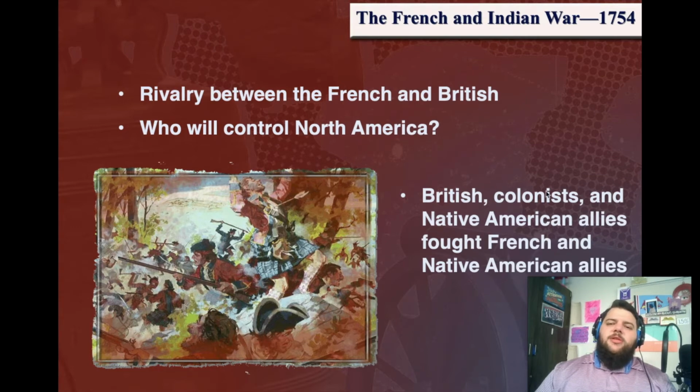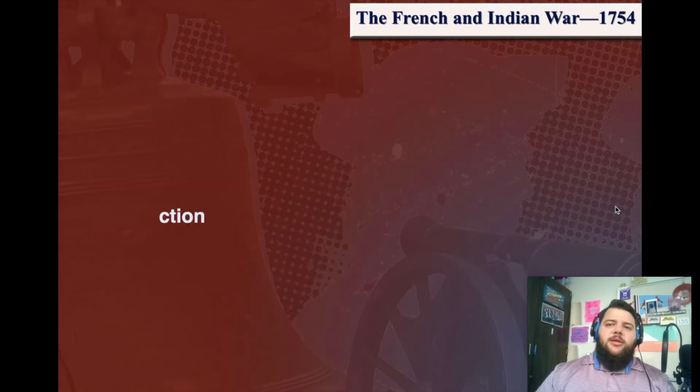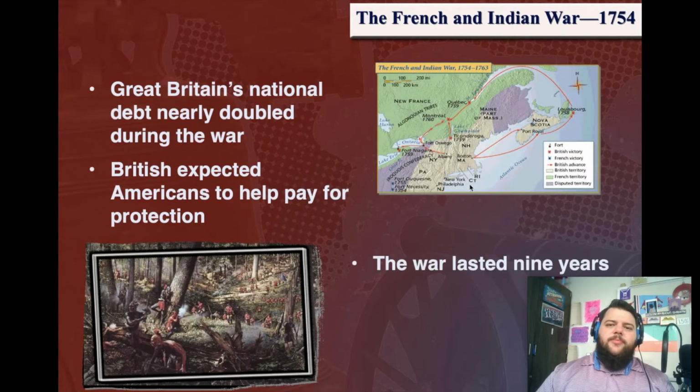It's important to note that the British and the colonists, they're the same thing. It's kind of like all squares are rectangles, but not all rectangles are squares. All colonists are British, but not all British are colonists. The British here is going to be British soldiers. Colonists are going to be the British people who are living here in what is now the United States.